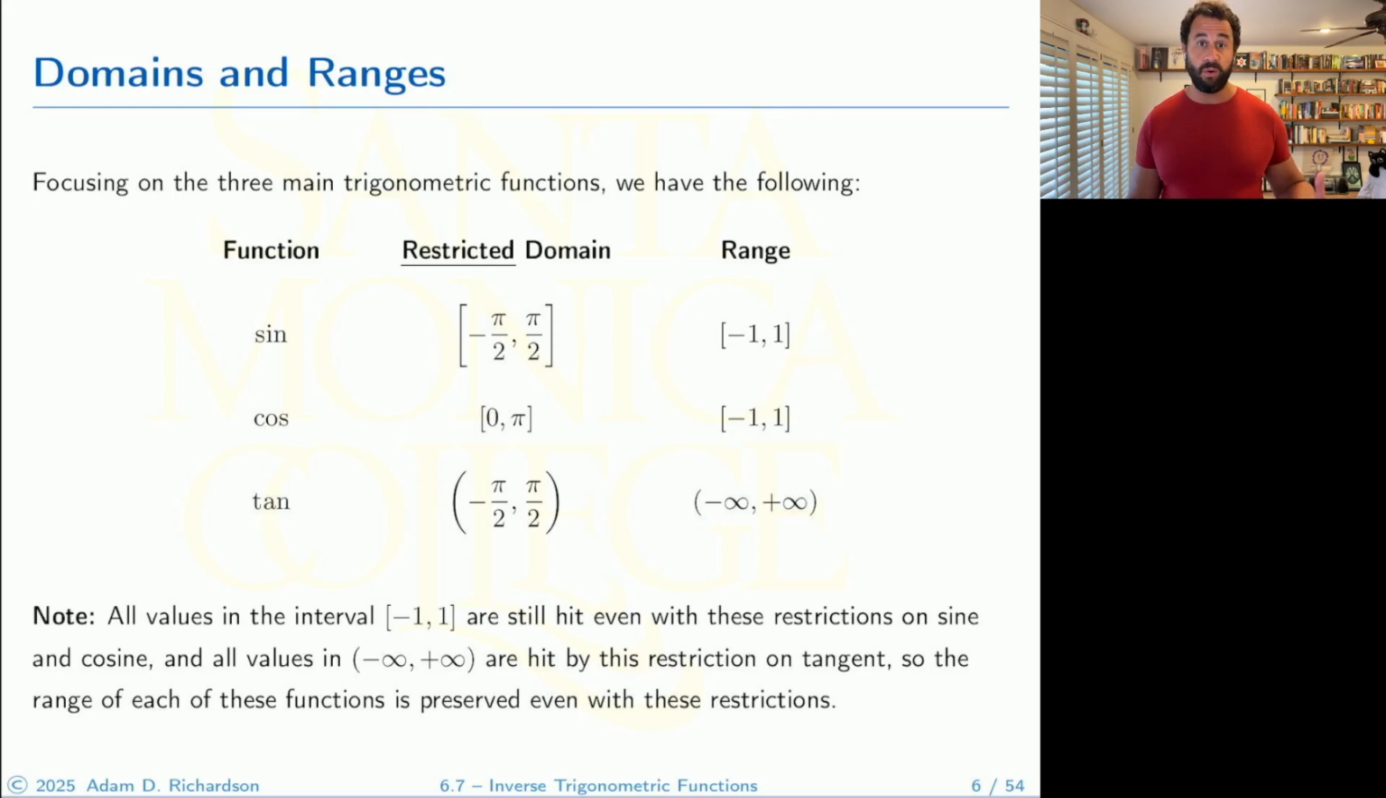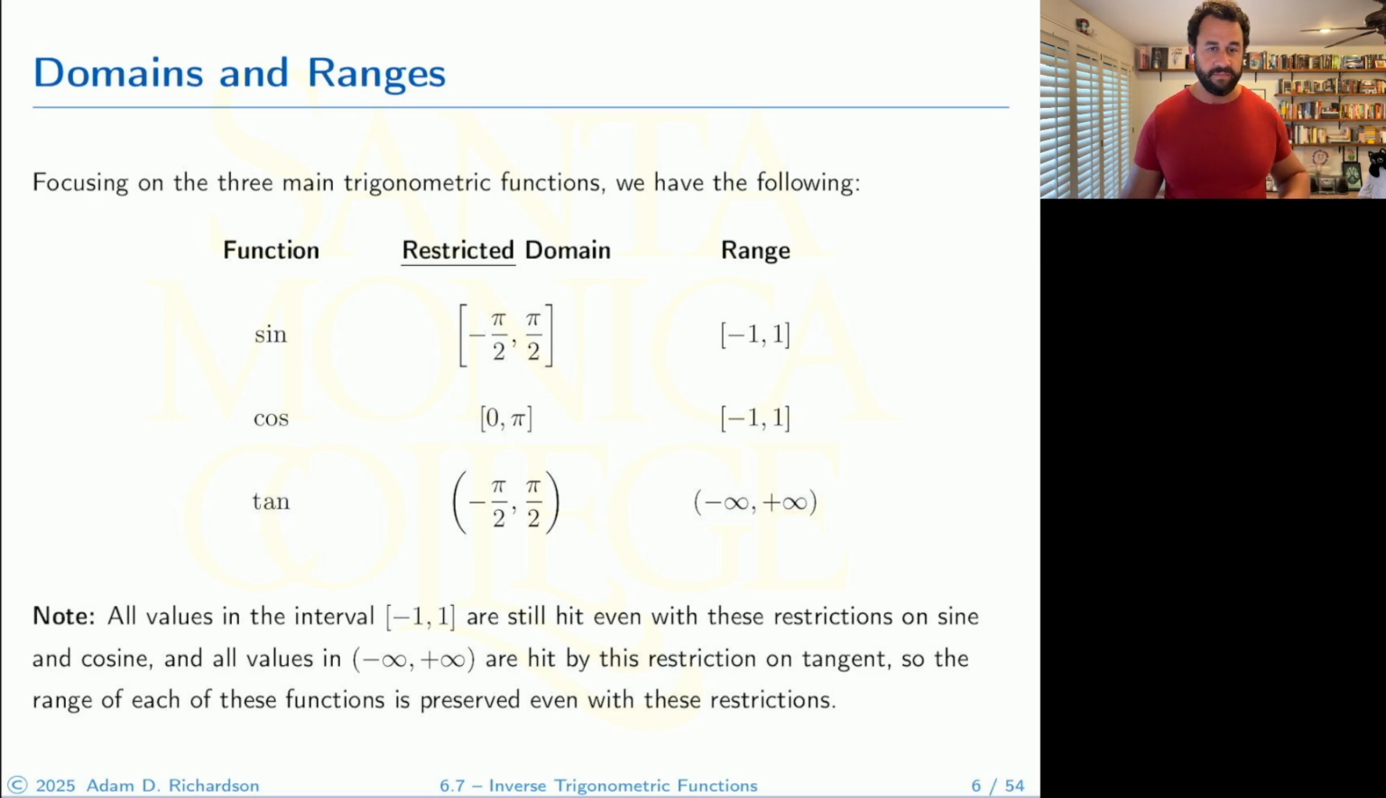Now, here's an important point about those restrictions. All the values in the interval -1 to 1 are still hit by sine and cosine, even with these restrictions. So what I mean is, even though we've restricted the domain of sine to this and cosine to that, the outputs of those functions are still going to be between -1 and 1, including those endpoints. So even though we've made that restriction, we're not losing any possible outputs.